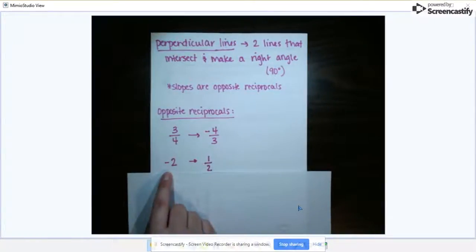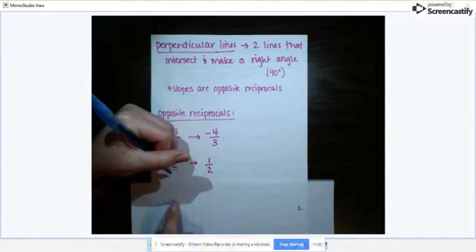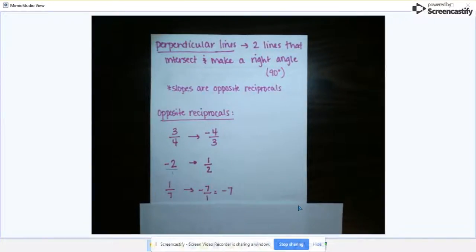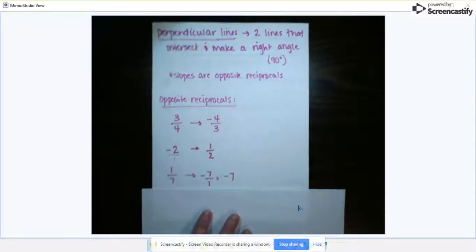Here we have -2. Well, you can imagine that that's really -2/1. So when we go to flip that fraction, it becomes -1/2, and then the opposite, we change that negative to a positive. And then 1/7, the opposite reciprocal would be -7/1, but we always write that as -7.